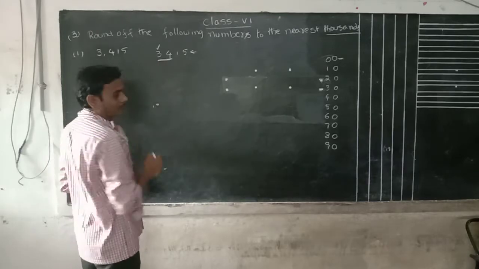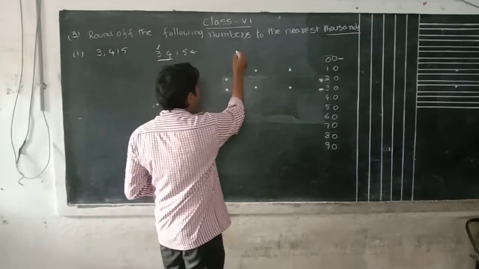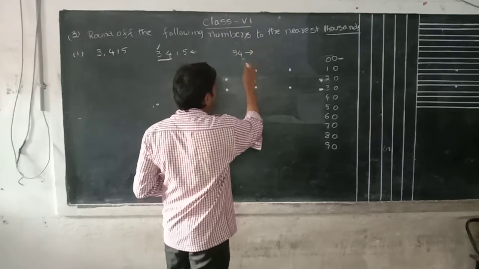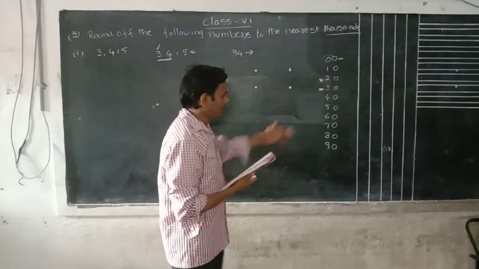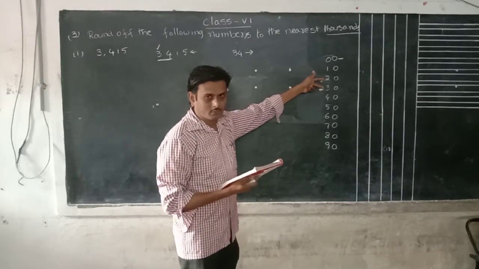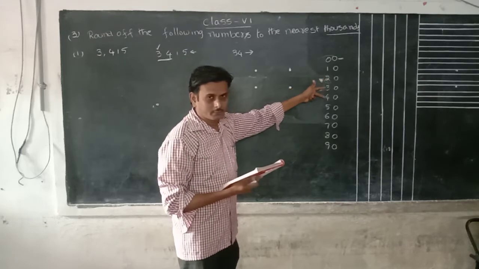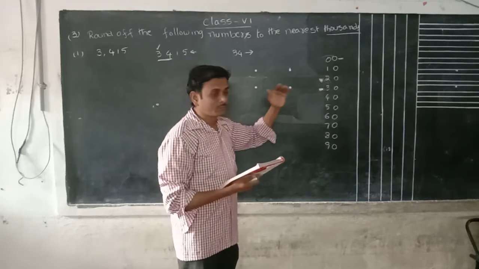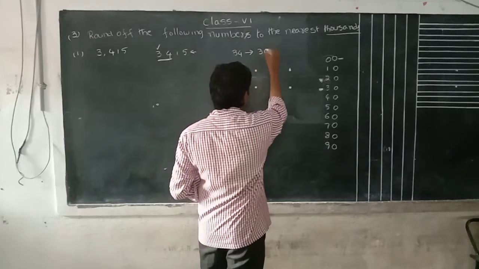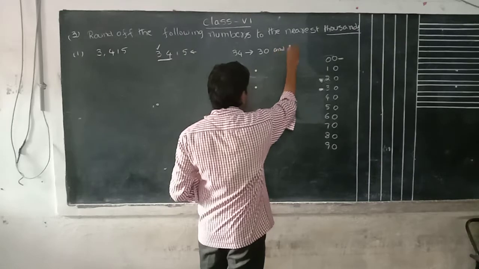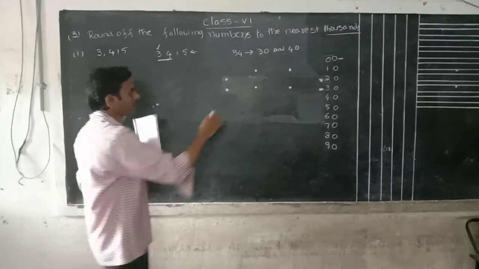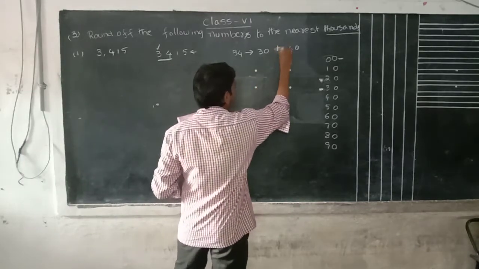Now 34. 34 lies between which numbers? Between 20 and 30? No, between 30 and 40 we will get 34. Yes, if you write the numbers from 30 to 40, we will get 34. So it lies between 30 and 40.